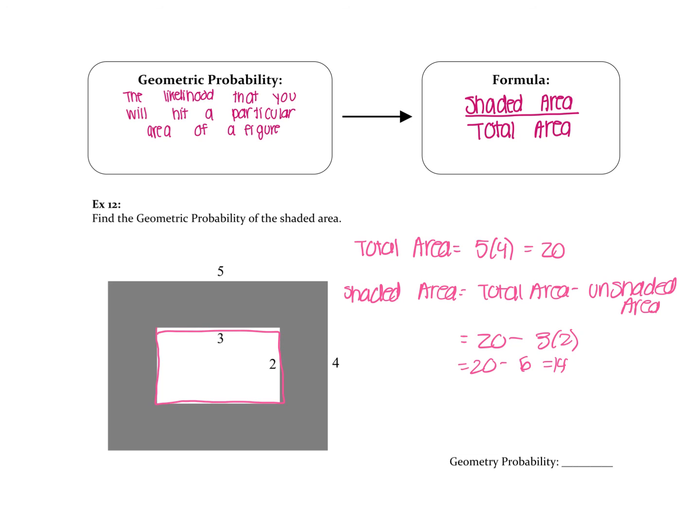So then my geometric probability would be 14 over 20, which simplifies to 7 over 10, which as a percent means my geometric probability would be 70%.